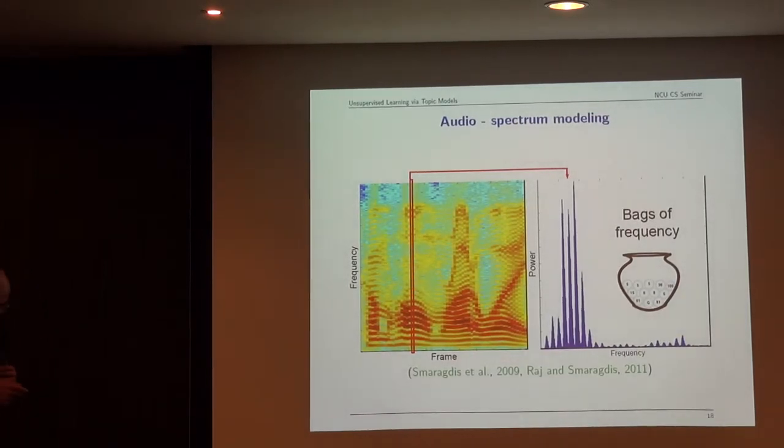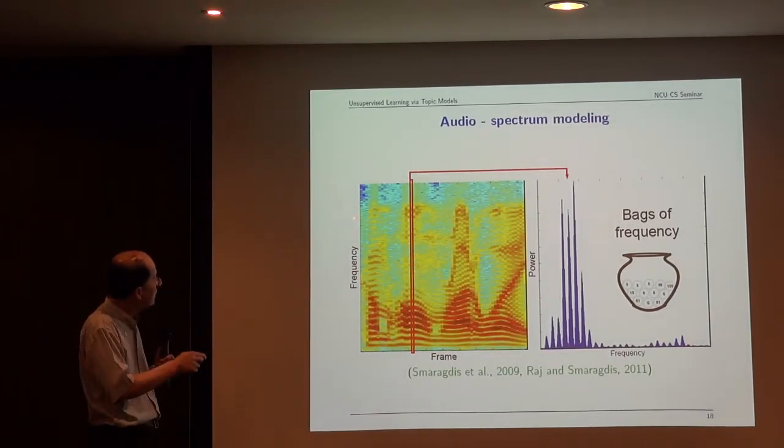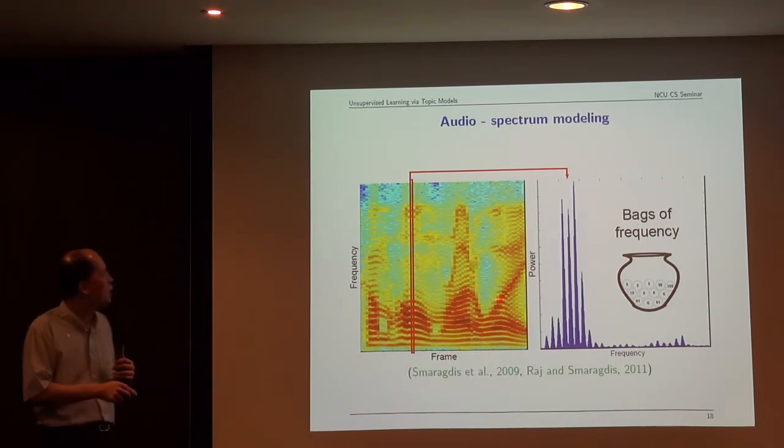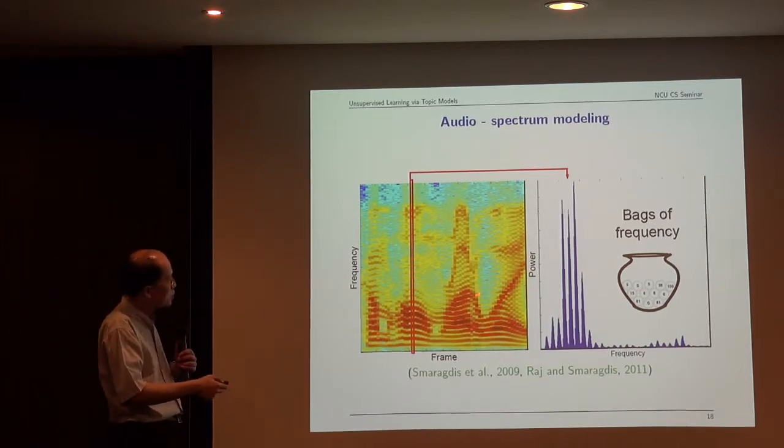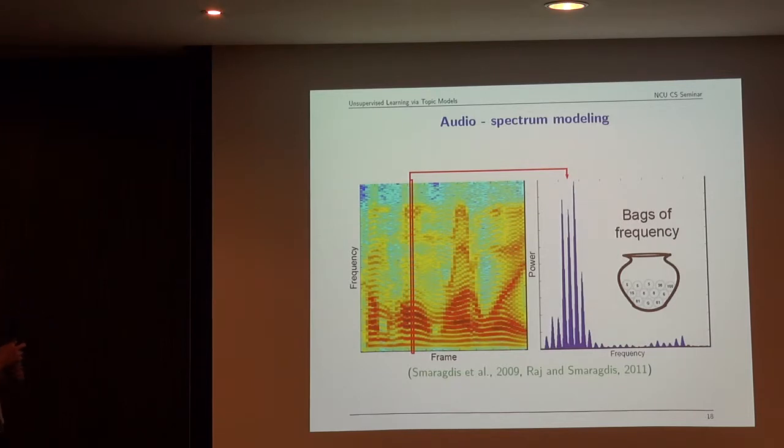You can even think about this: this is a spectrogram for a speech signal. This axis is time frame, and this is frequency. You can imagine this spectrogram is a kind of image. Although this signal represents some speech signal, if you look at this as 2-dimensional data, actually it's an image. So what a topic model can do is to find some latent information given this observation.